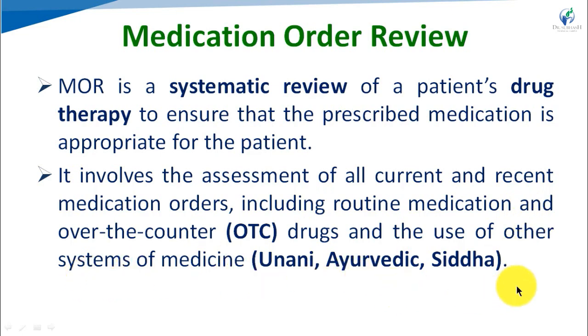That means कई बार ऐसा होता है, कोई पेशेंट है, if the allopathic drug has been prescribed, then at the same time he is taking any Ayurvedic product also. So for other systems we need to identify about the Unani system, Ayurvedic system, and Siddha system products, any drug whether the patient is taking or not. So here we need to identify about this also. So medication order review मतलब क्या है कि we are doing one assessment whether the patient is taking any other product or not.